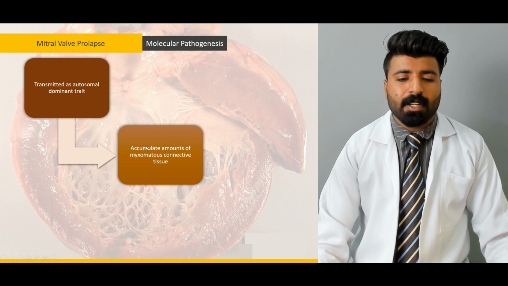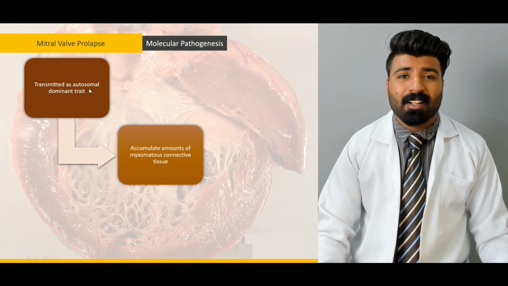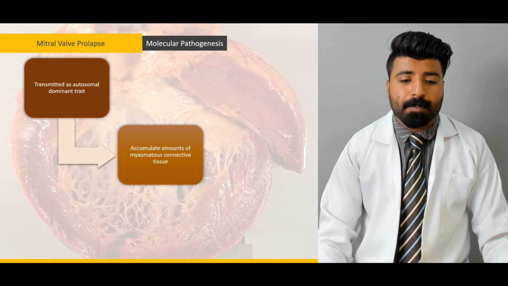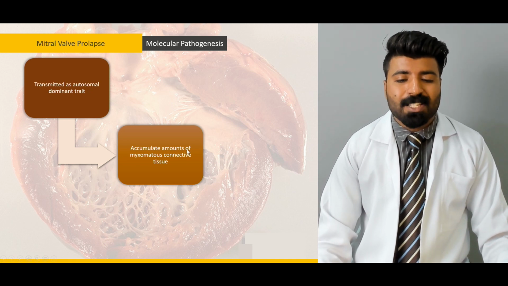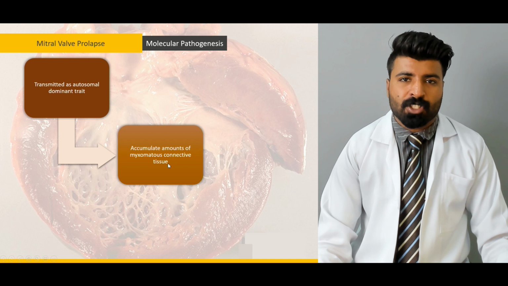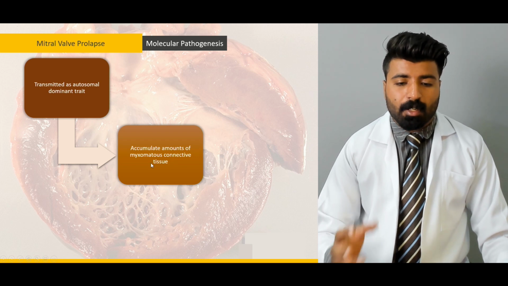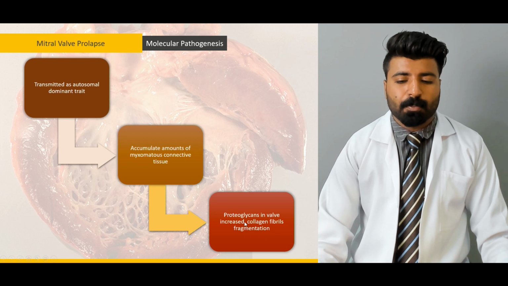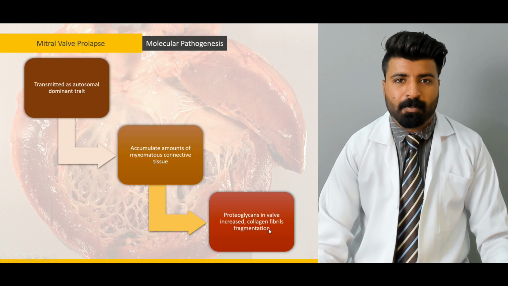What happens is that the mitral valve, now prolapsed, accumulates a massive amount of myxomatous connective tissue. When it accumulates a massive amount of myxomatous connective tissue, it leads to increased proteoglycans in valves, increased collagen fibers and fragmentation.